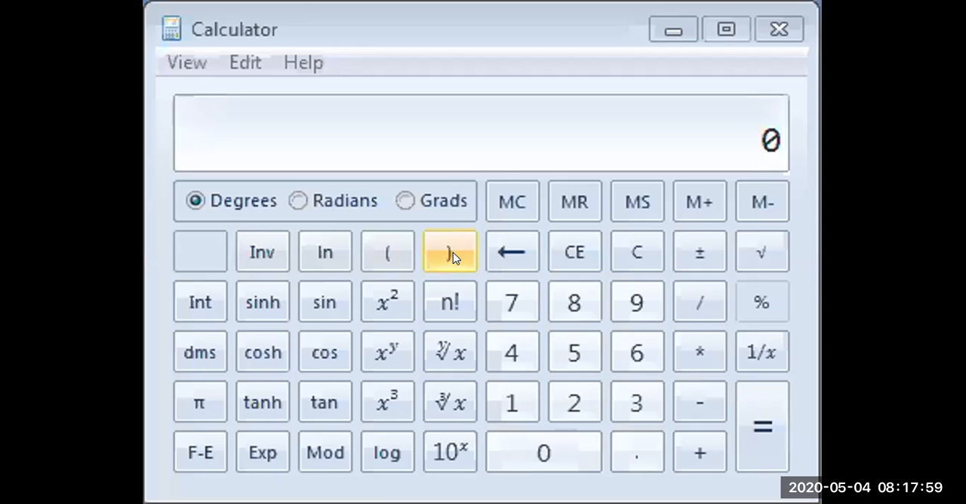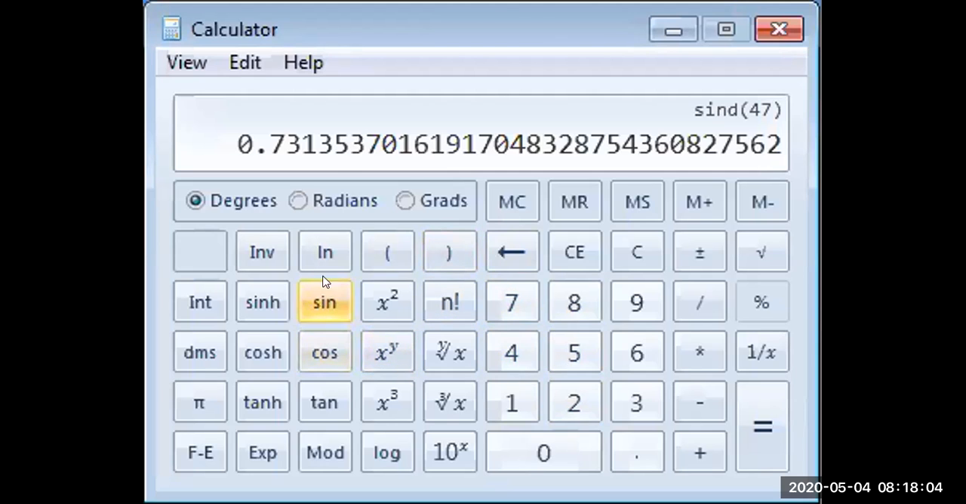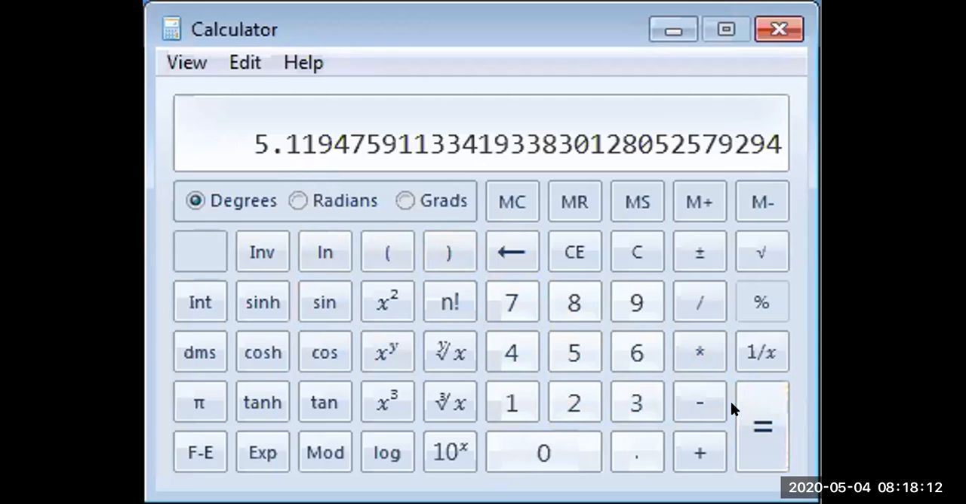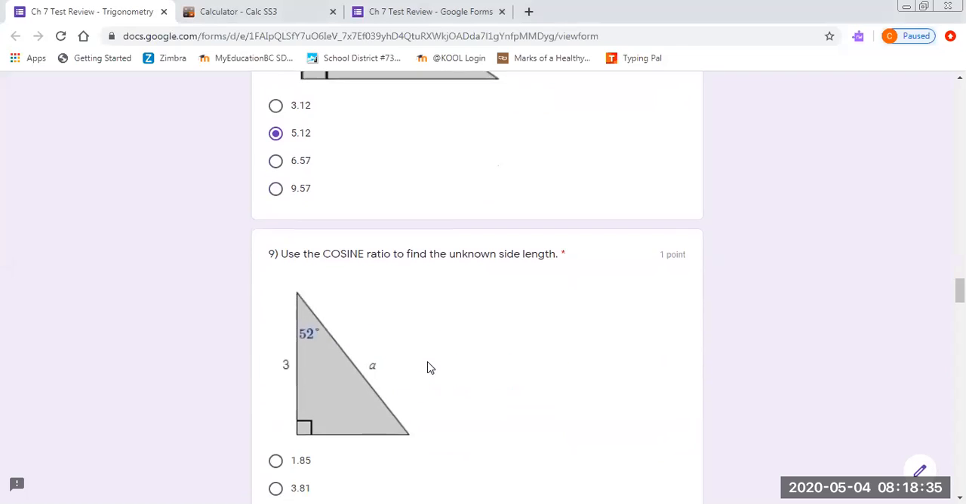what I'm going to need to do is take 47 sine, which is going to be a number less than 1, and then multiply by 7, which is the hypotenuse. This makes sense because the hypotenuse has to be longer than the opposite side, and 5.11 or 5.12 is in fact smaller than 7. So the answer here, rounded to 2 decimal places, is 5.12. And so if I were to come in here, I would be choosing this answer as my correct answer.